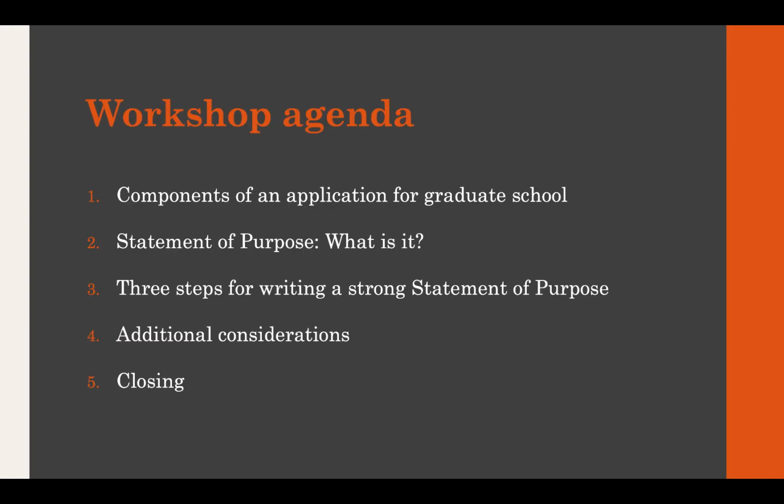There's going to be 5 parts to today's workshop. First, we're going to go over the typical components of a graduate school application so that you know where the statement of purpose fits into the larger picture. Next, we're going to discuss the role and importance of that statement. Then we'll walk through 3 steps for writing a strong statement, and I will add some additional considerations, final tips for you to think about, and then we will close out.